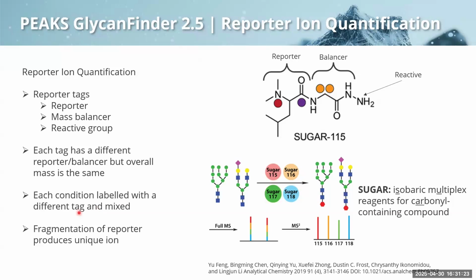And then what happens is when you run on the LCMS, the same glycans will be indistinguishable from each other, and so they'll be treated the same in the LC and in the MS1. And then at the MS2 level, when the fragmentation occurs, you'll get unique fragmentation from this reporter region of the reporter ion, and you can use that for relative quantification between the groups. So again, very similar to how it works in proteomics. This SUGAR reagent is actually built in automatically to GlycanFinder, but again, you can customize your own reporter ion quantification if you have your own reagents.